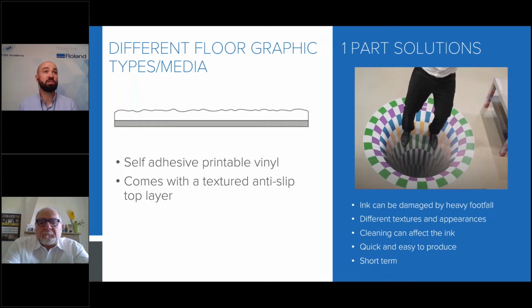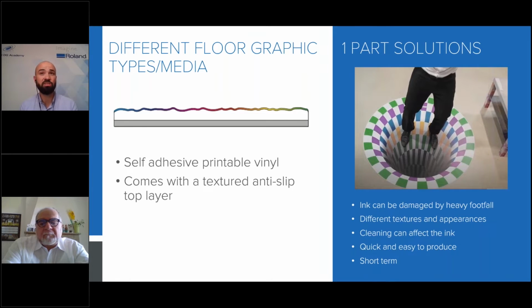So one-part solutions, as you can see in the graphic there, the white part is represented by a textured face film. So the printable surface of your media is anti-slip. It doesn't need to have a laminate put on top. So you have a textured top surface with an adhesive on the back. So again, it's a self-adhesive printable vinyl, and it comes with an anti-slip top layer. And that's it. You just print your ink onto the surface of that textured layer, meaning that your ink is sat on the top of your vinyl.